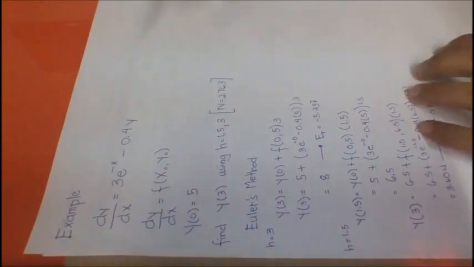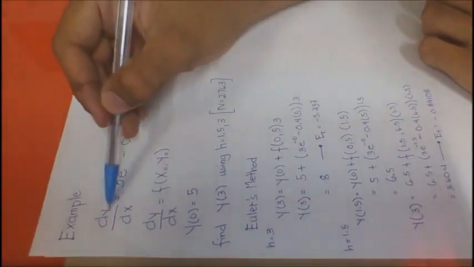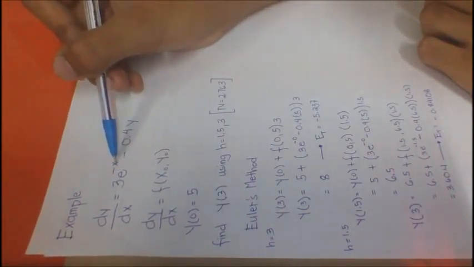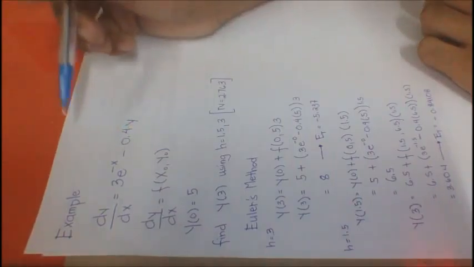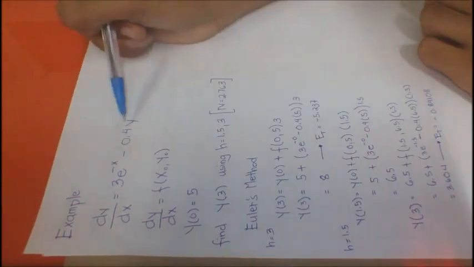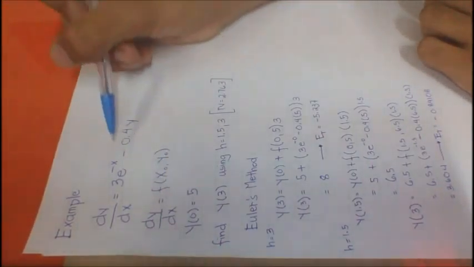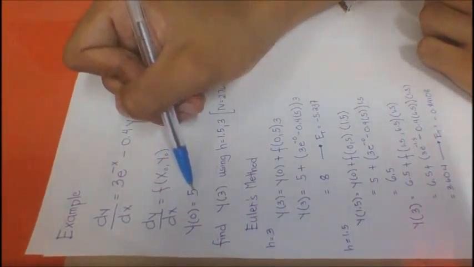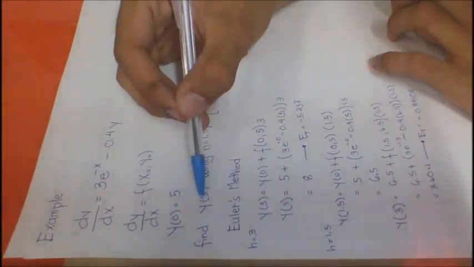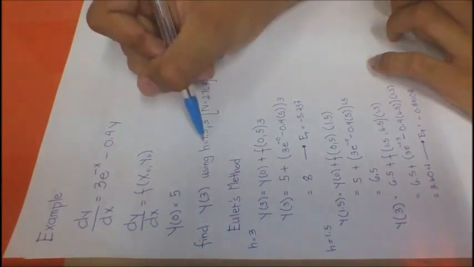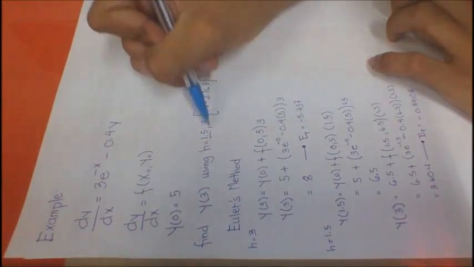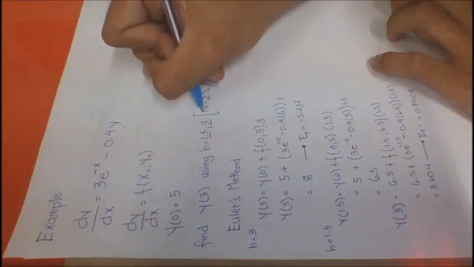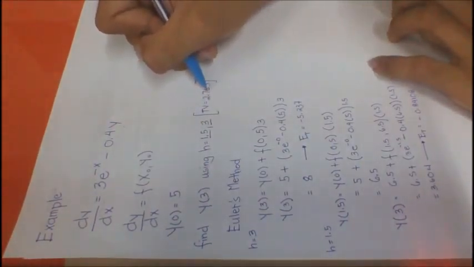Now, for our example, we have the equation dy over dx, which is a differential, equals 3e raised to negative x minus 0.4y. So as you can see, on the right side we have x and y. Initially, given at x equals 0, the y value will be equal to 5. Now, find y at x equals 3 using h equals 1.5 and h equals 3. So in solving this differential equation, its true value at y of 3 is 2.763.